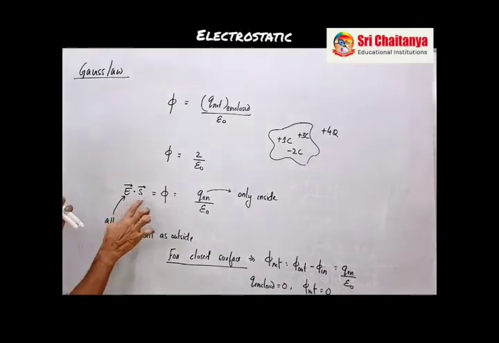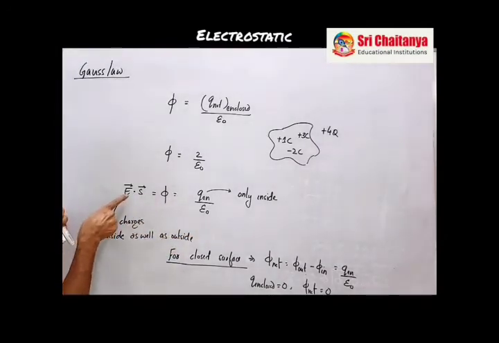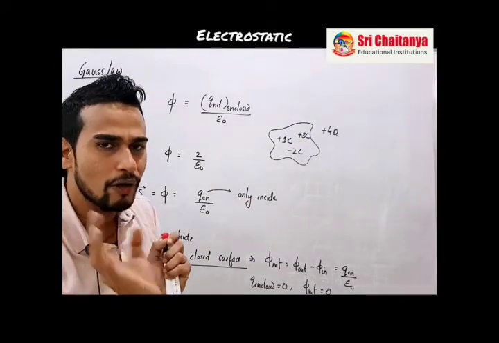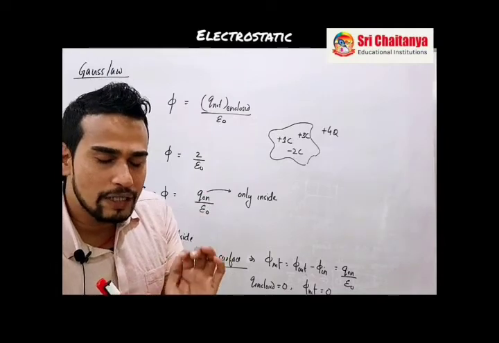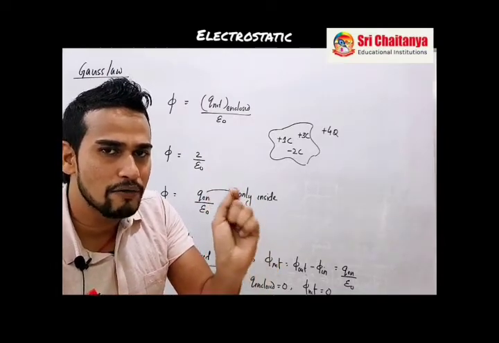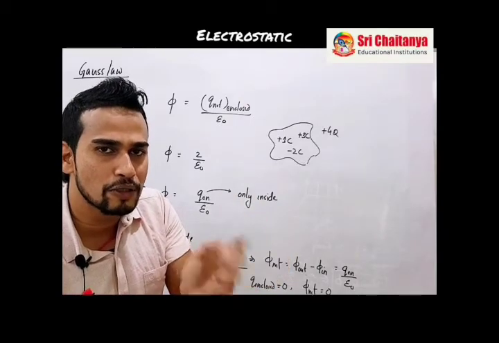But while equating, always remember, here the electric field will come due to all charges. This is the most important conceptual point in Gauss law. When you calculate the electric field with the help of Gauss law, you write E dot S will be equal to phi, and phi will be equal to Q enclosed by epsilon naught.